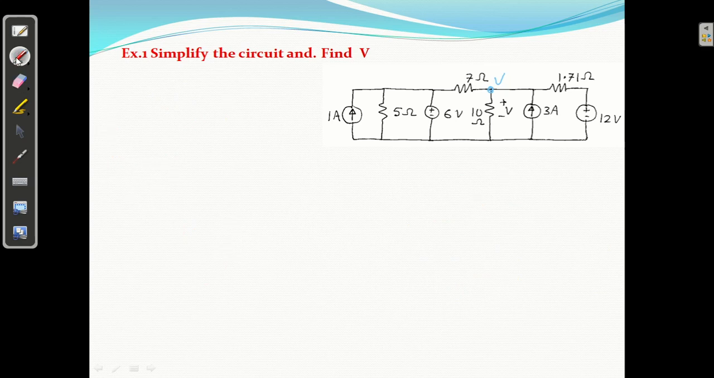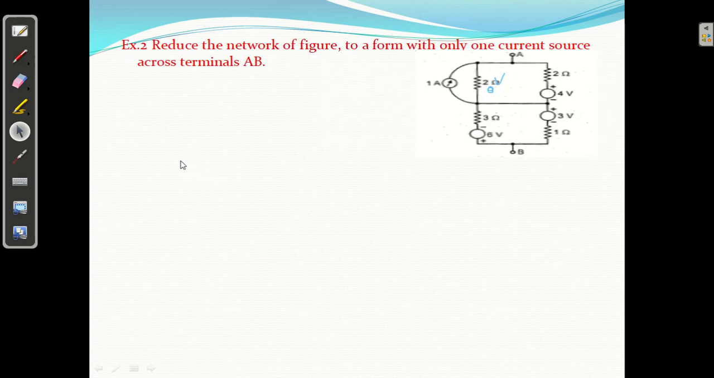Okay, next problem I'm going to talk about. Example number 2. Reduce the network of figure to a form with only one current source across terminal A and B. So I have to convert this into one current source, right? Current source in parallel with the resistance, right?